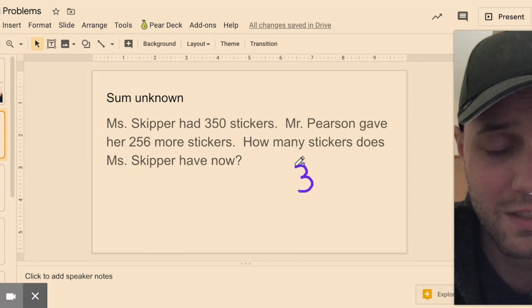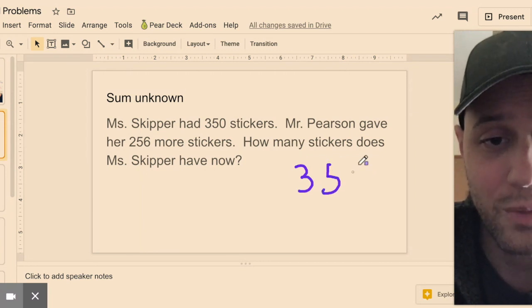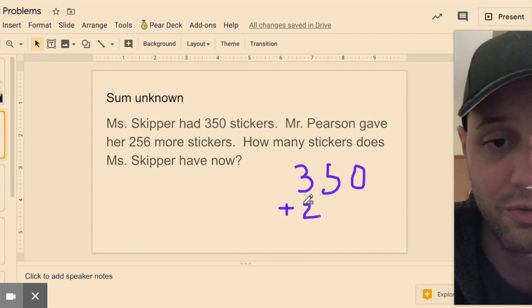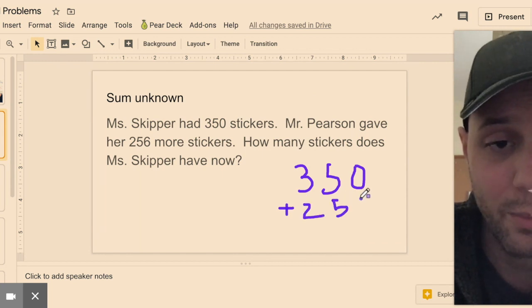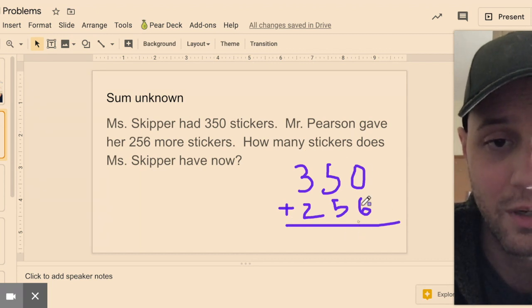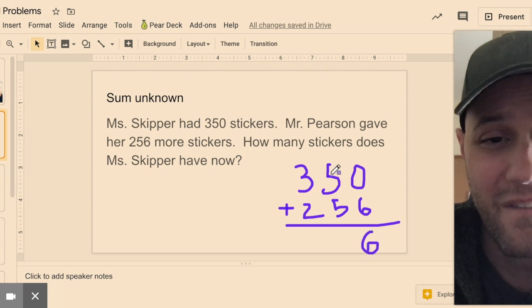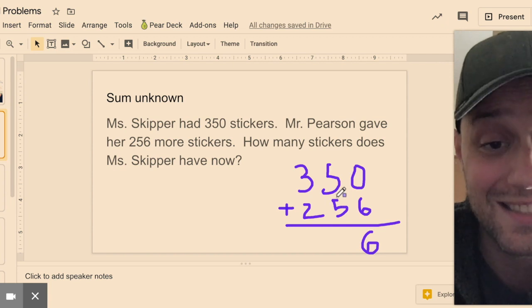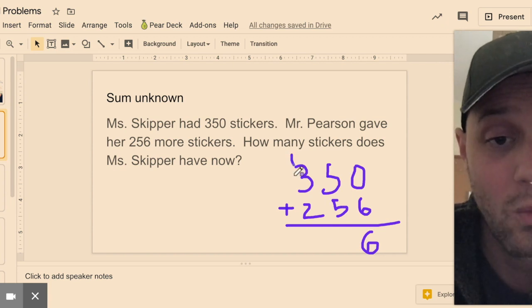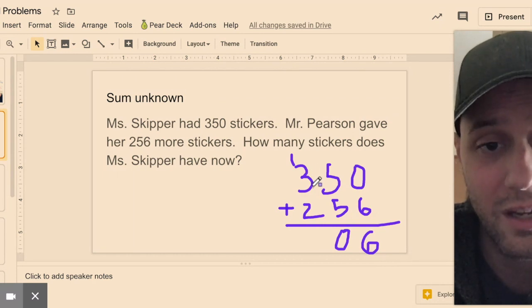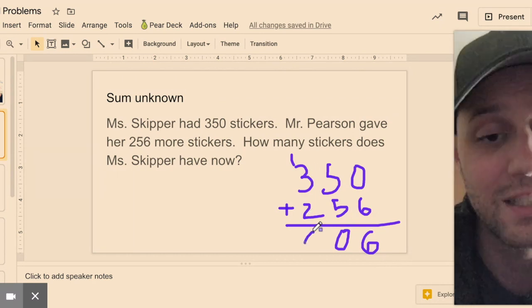I would solve this, especially because if you have a family member with you, you probably would do the traditional way, 350 plus 256, lining up the place values. Ones lined up, tens lined up, hundreds lined up. 0 ones plus 6 ones is 6 ones. 5 tens plus 5 tens is 10 tens. 10 tens makes 100. 100 plus 300 is 400. 400 plus 200 is 600.